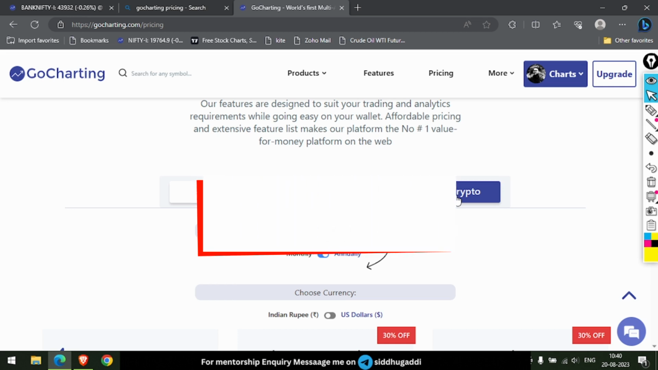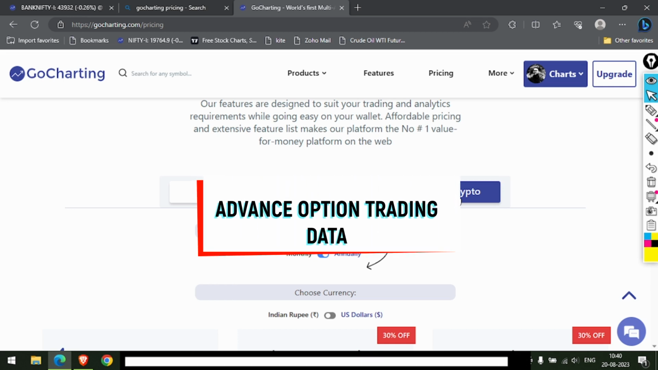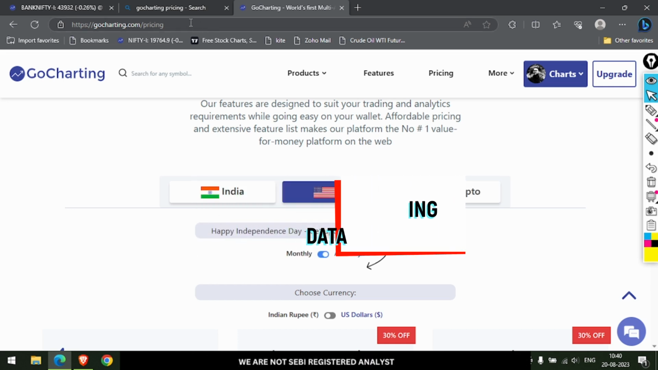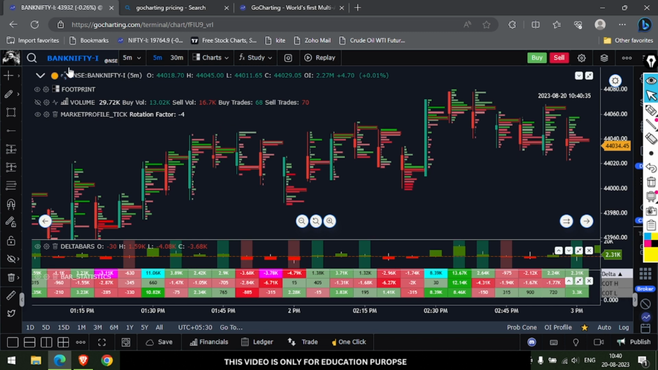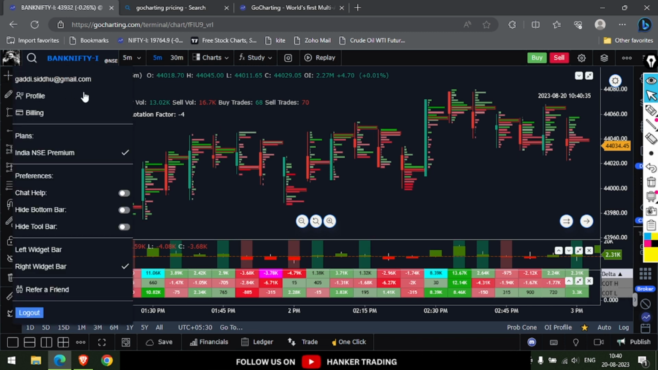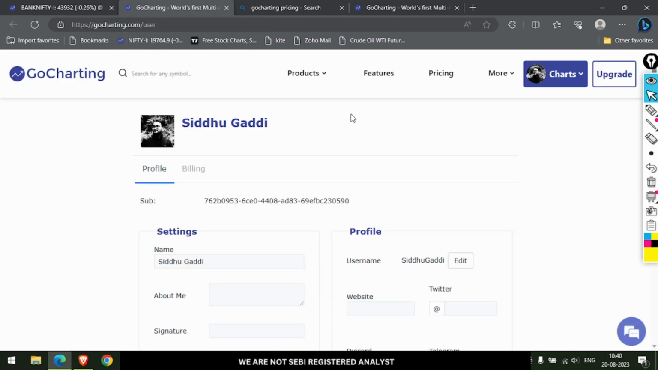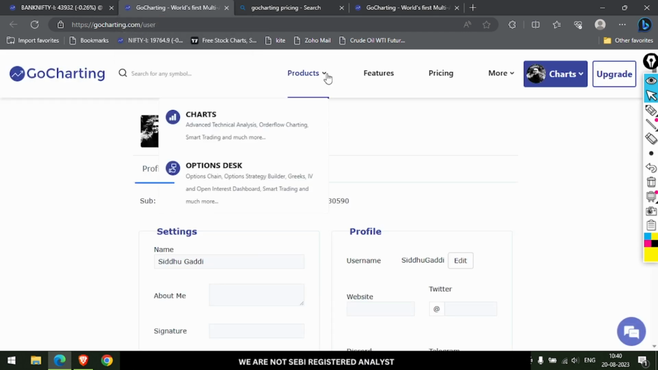After that, we have the best option analyst tool. I am personally not a big fan of using the option chain, but GoCharting is going to provide you the best option chain data. So let me show you how it gives you the best options. Give me a sec. Here you have products. Here you have an option desk.